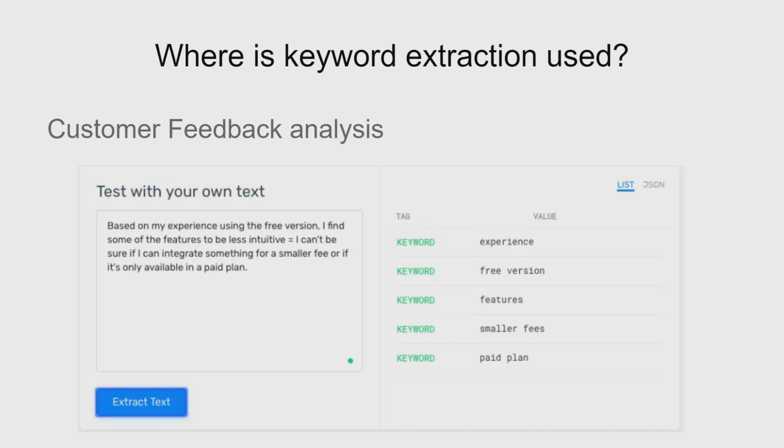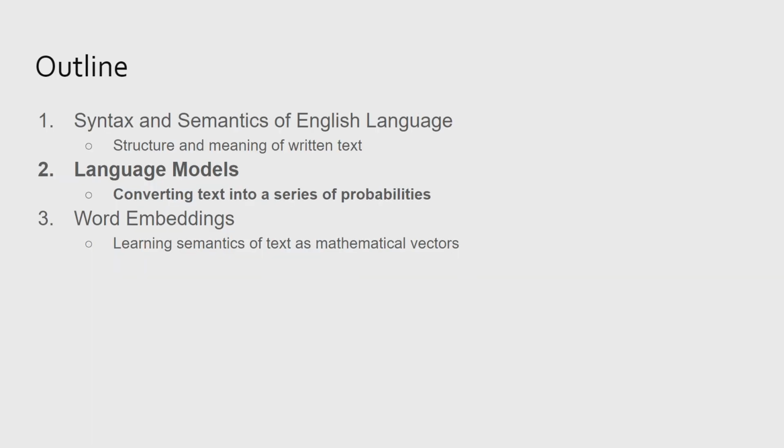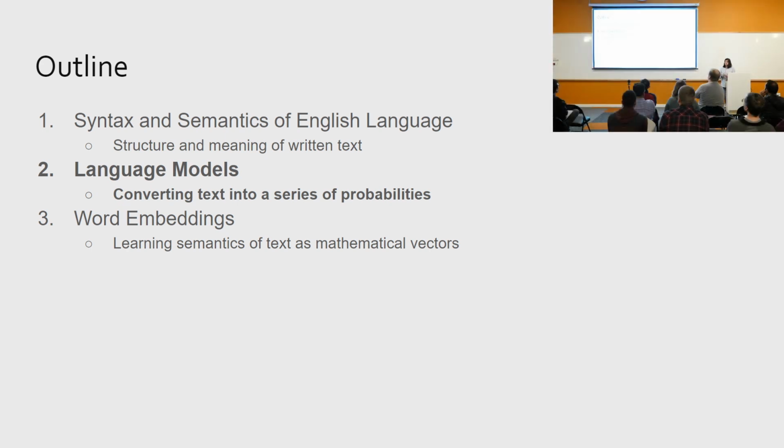So that brings me to the end of the first section, which is the syntax and semantics of English language. The next section is about language models, and that goes to Raja's question about the difference between Google's language models and others that are available.